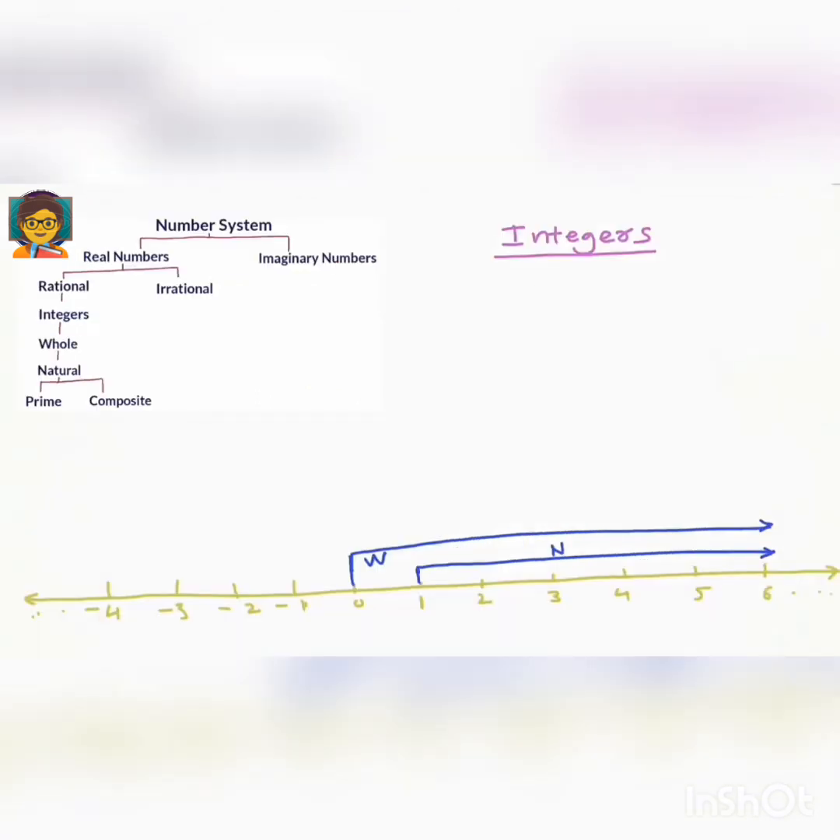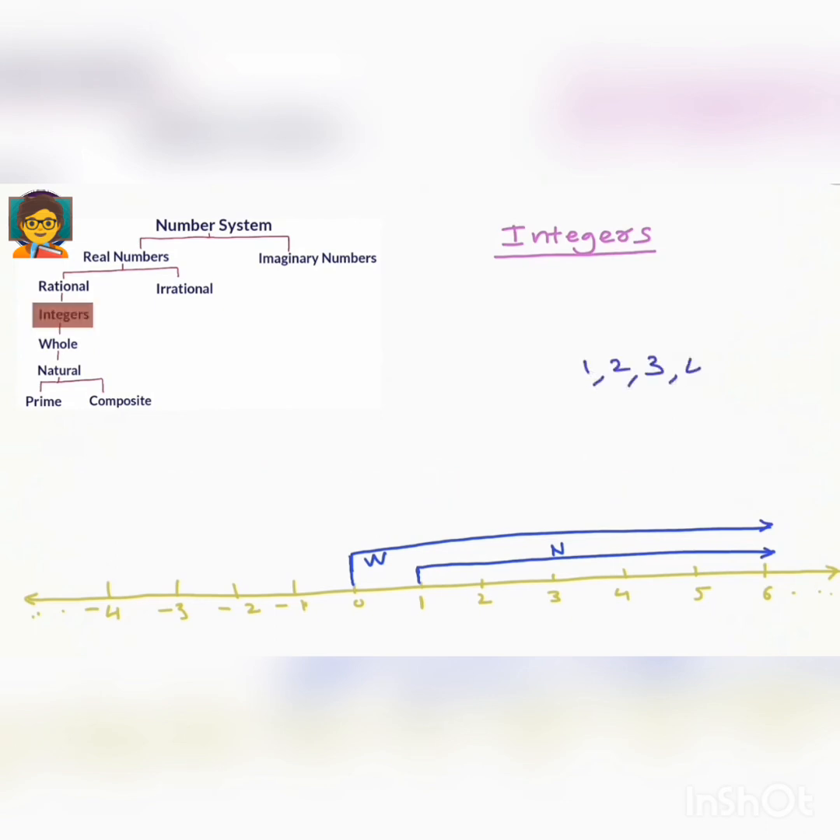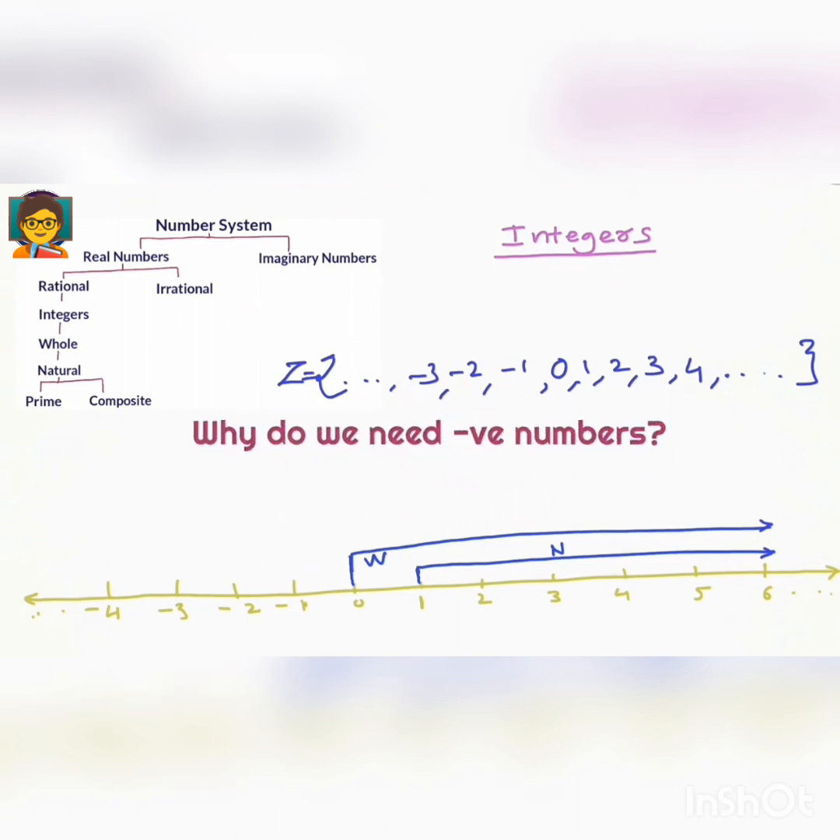Let's understand the integers now. An integer is a whole number that can be positive, negative or 0, which means the set of integers has all natural numbers 1, 2, 3, 4. These are my natural numbers. It has 0 and it has all natural numbers with the negative sign, like -1, -2, -3 and so on. All integers are represented by letter Z, which is a set of 0, all natural numbers and all natural numbers with negative sign.